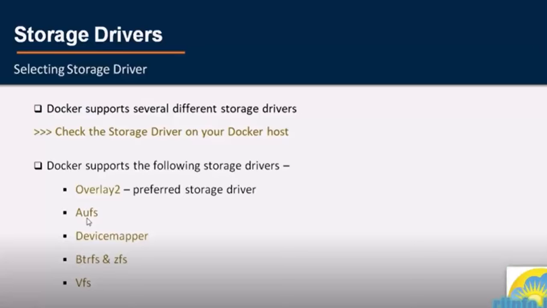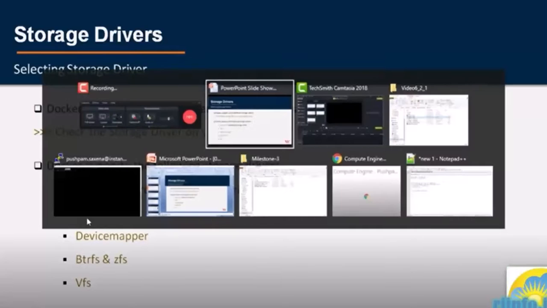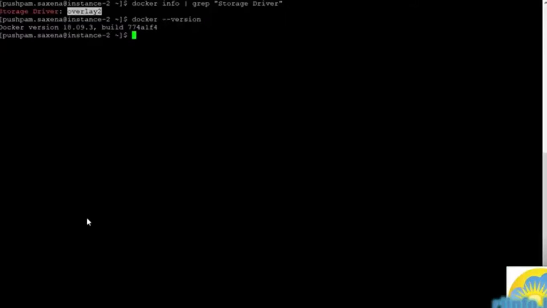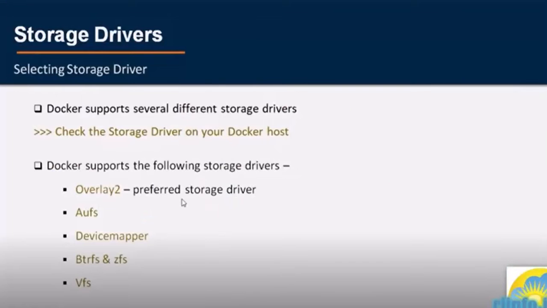Let's also check the Docker version installed on our host. So let's get back here. docker version. As you can see, it is 18.09, which is higher than 18.06, which is why it's using overlay2.